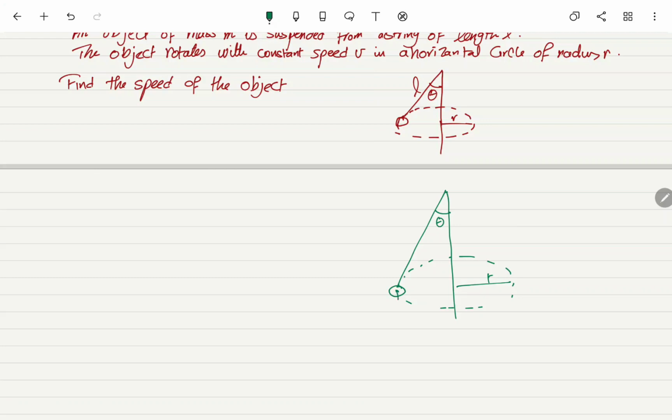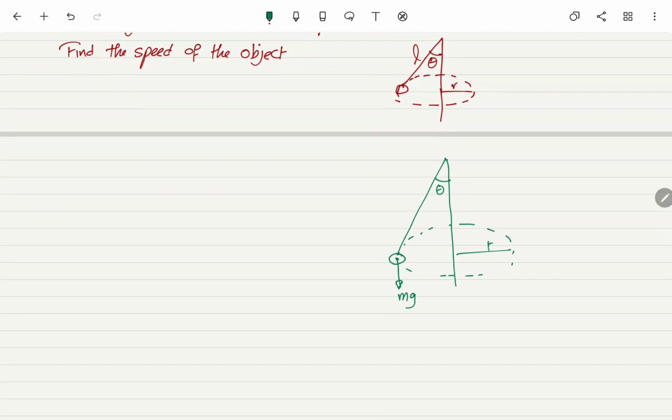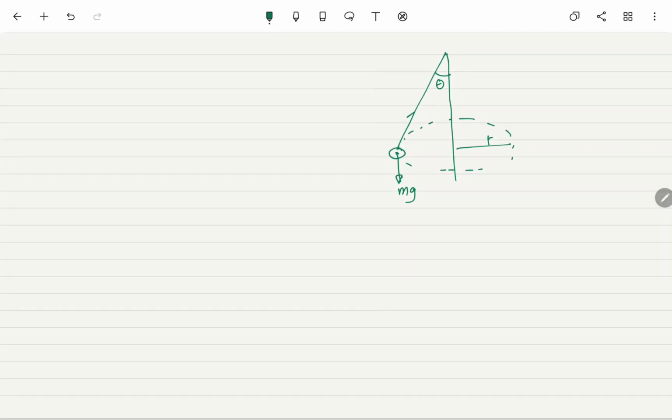We have the weight directed downward, this is mg, and this is the tension, directed this way. Now we need to analyze the tension. So this is theta here, so we will have T cosine theta, and T sine theta. Now to solve this, we need to find the speed.